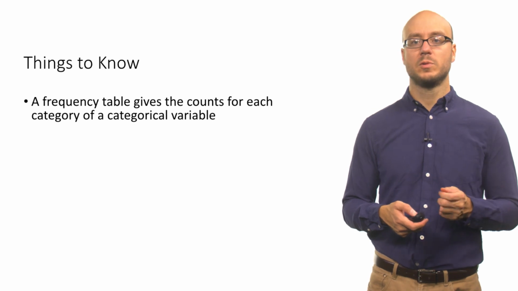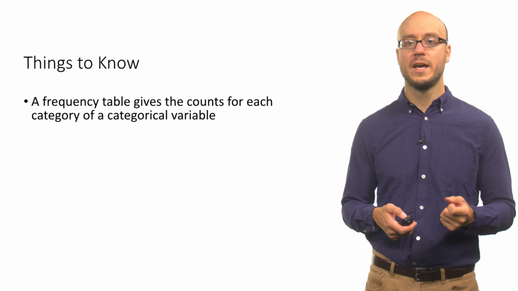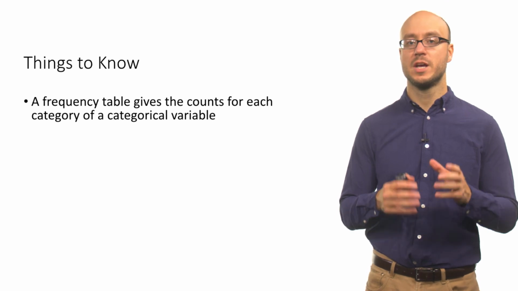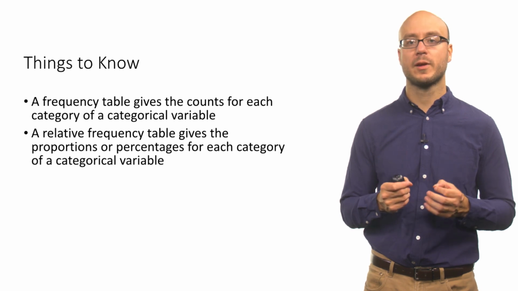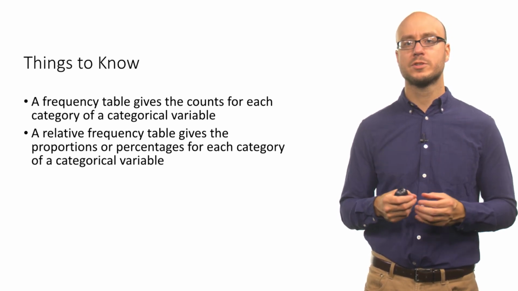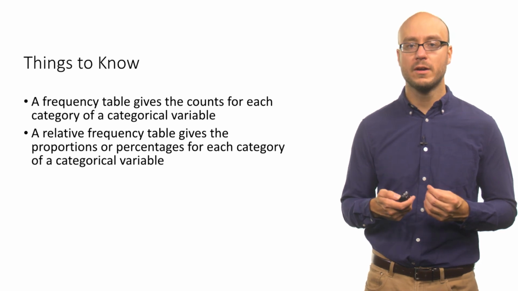So in general, things to know for this discussion about categorical data: when you have a single categorical variable and you want to create a table or visualize it, a frequency table will give you the counts for each category of a categorical variable. To put it another way, a frequency table gives the counts for each level of a factor. It means the same thing. A relative frequency table will give you the proportions or percentages for each category or level of a categorical variable.